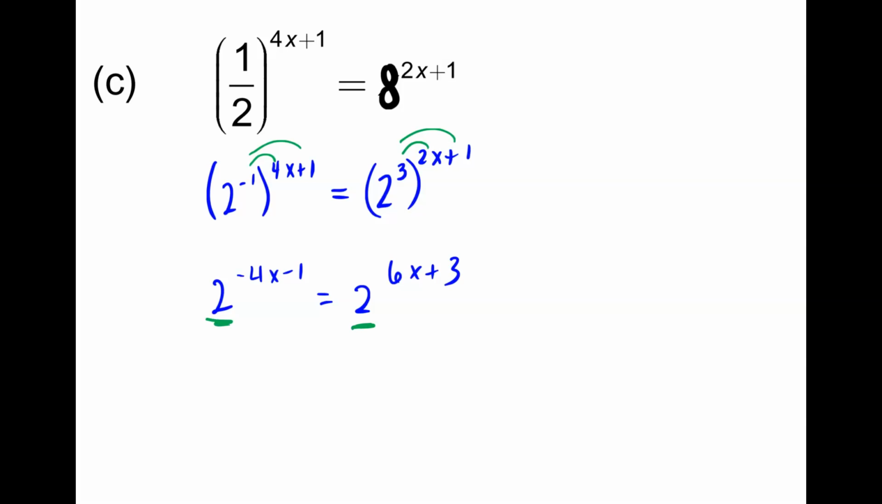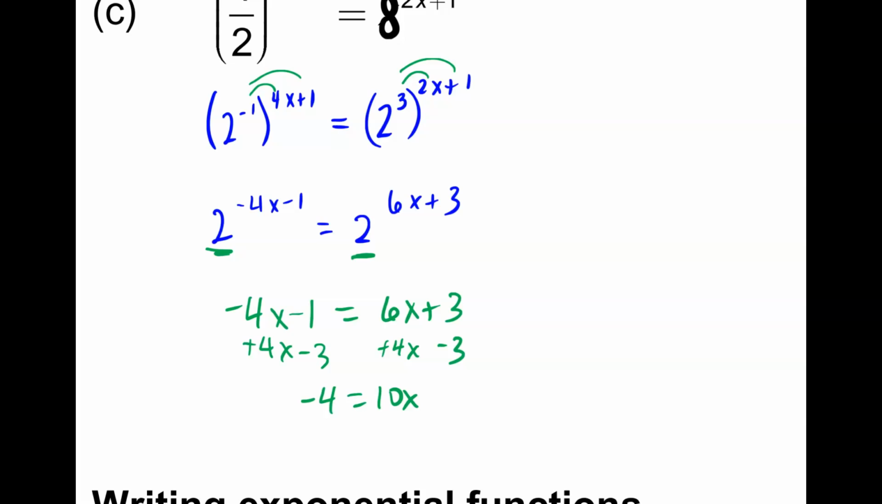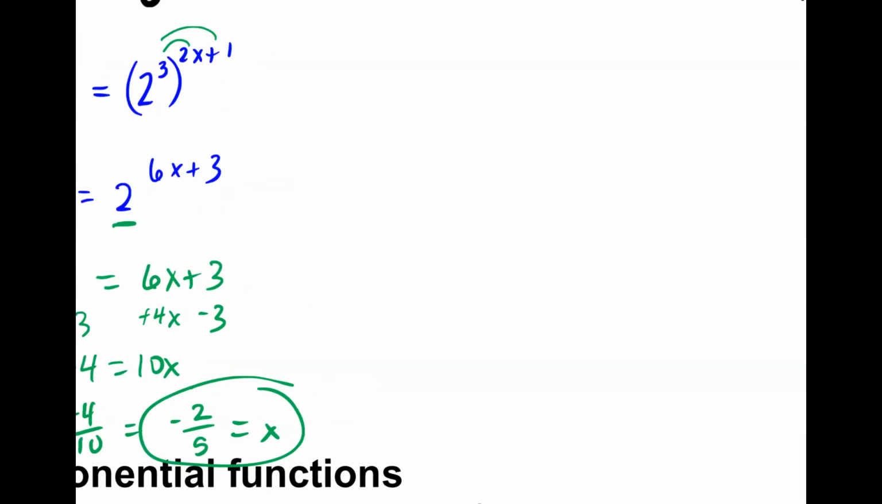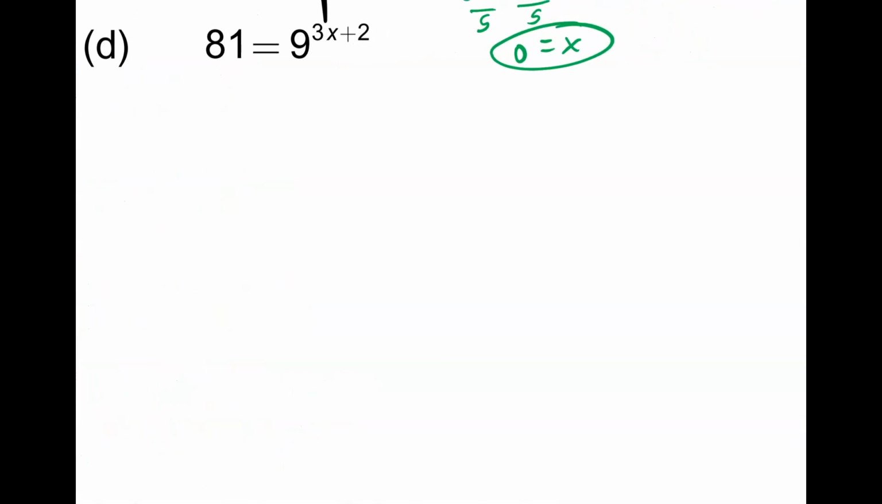Since I have the same base, I can set the exponents equal to each other. All right, plus 4x minus 3. So I have -4 equals 10x. So divide by 10 on both sides. -4/10. Okay, so it's -2/5 is x. -2/5. Perfecto. And the last problem, ideally I'll make these screencasts not be more than 10 minutes or so.